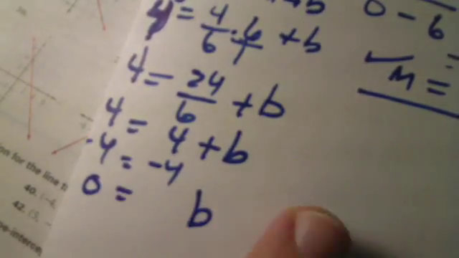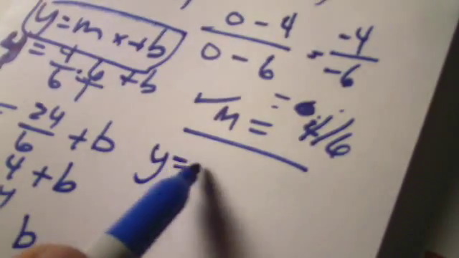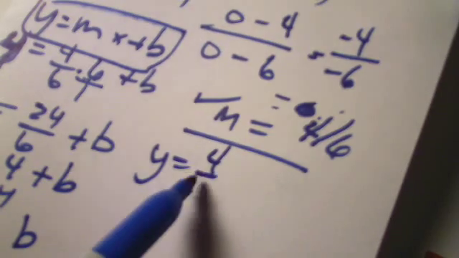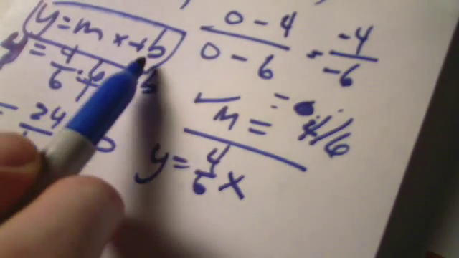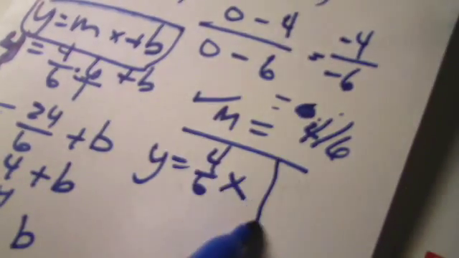So b equals 0. If I were to plug it back into this formula right here, I would have y equals 4/6 x plus 0. So since the b is equal to 0, it's just this. And we know that from looking at this equation right here in 34, anytime it doesn't have a b value, like it does in this one, no b value, the line will cross right in the middle of the origin. That's it.